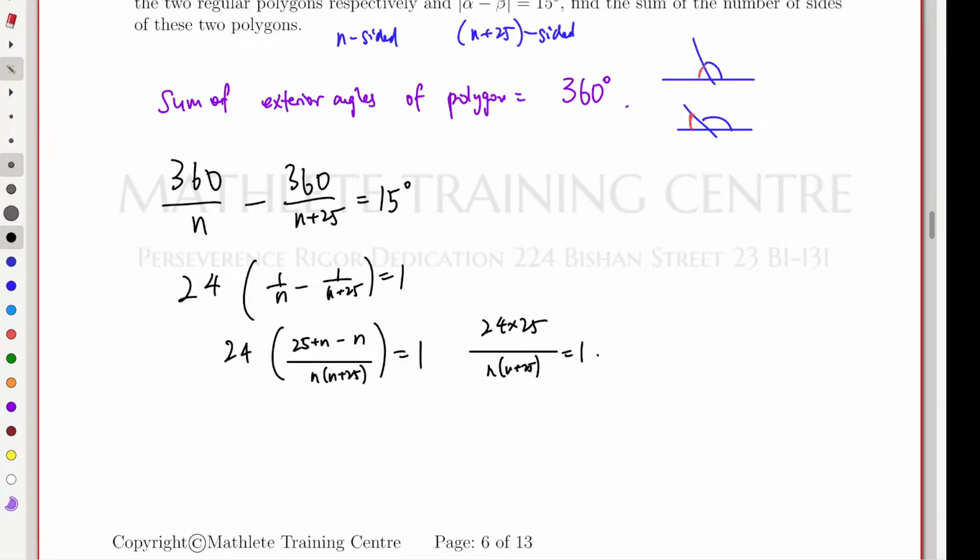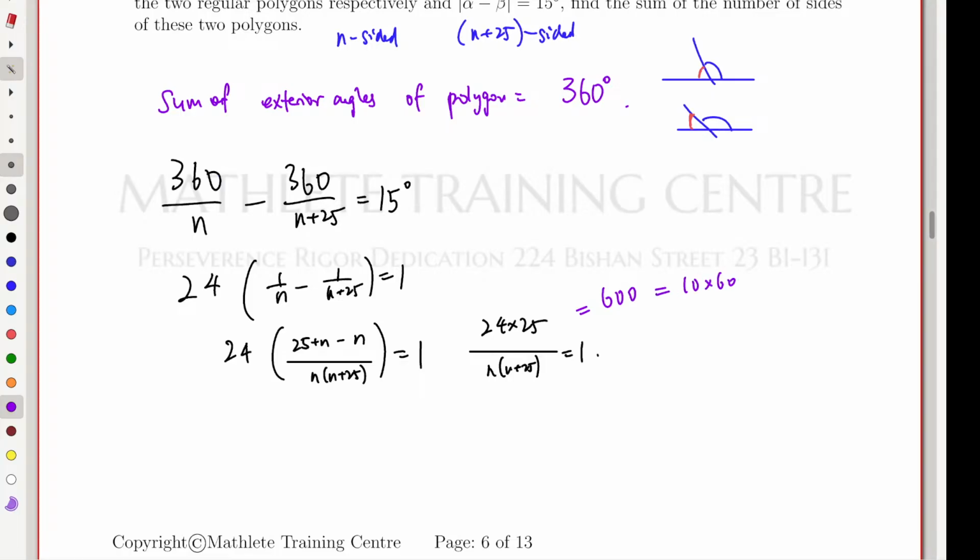Now, some of you probably will be very tempted to go and solve a quadratic equation, right? Maybe some of you really like to solve quadratic equations. If you like to do that, then of course I'm not going to stop you. But is there any better way to do this? Well, actually, you can do this using number theory, right? If you know that this is equal to 600, you can look for factors of 600 that differ by 25.